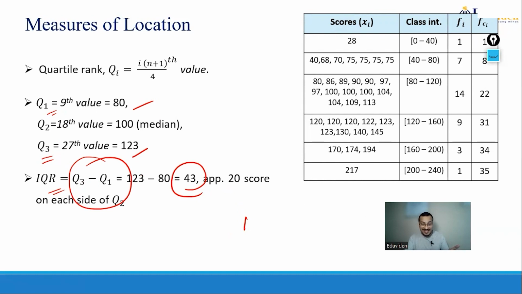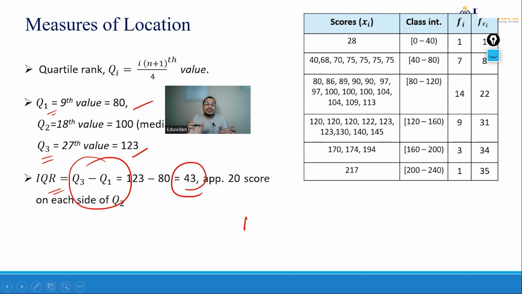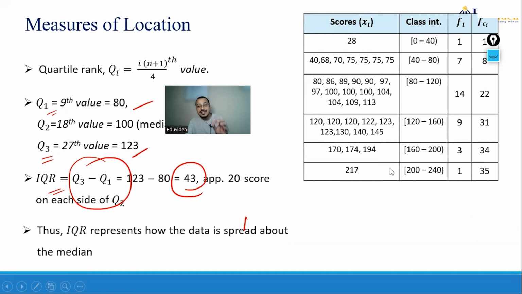If there is skewness, there will be unequal distribution on either side of the median. Because if it's symmetrical, the median, the mean, and the mode will be the same. So IQR can also tell you how the data is spread.